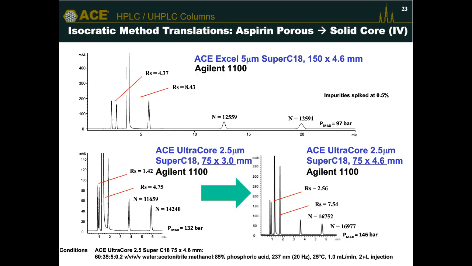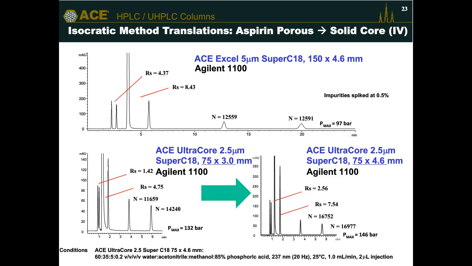So this is what I was talking about earlier with the negative effects of smaller ID columns. So just if the results aren't what you're expecting, perhaps go back to a 4.6 mil ID, because that is pretty forgiving on instruments that even have higher extra column volumes.